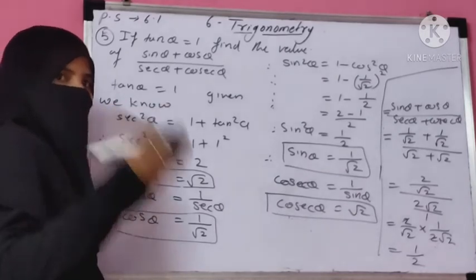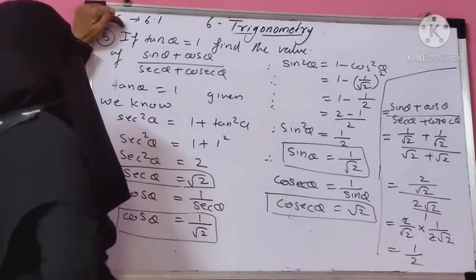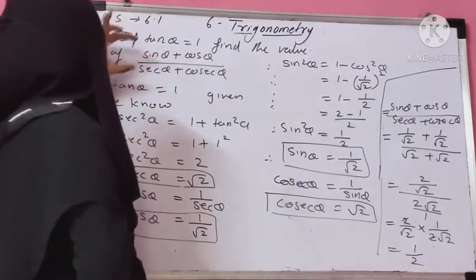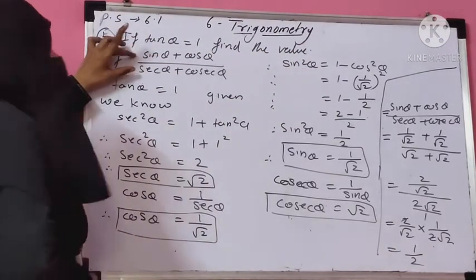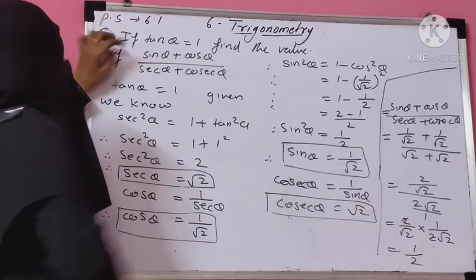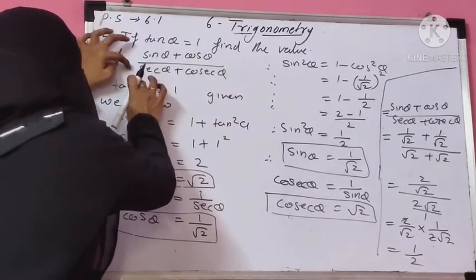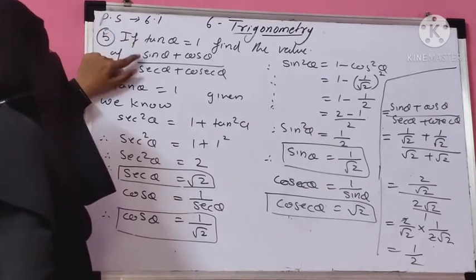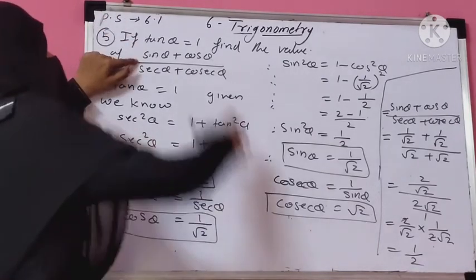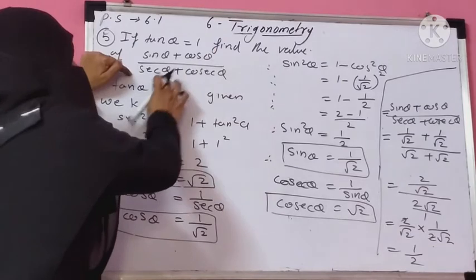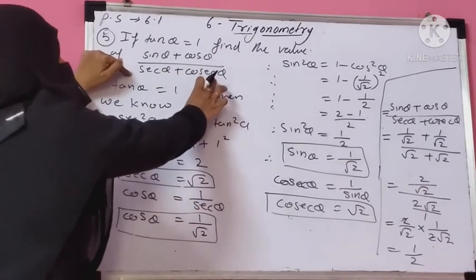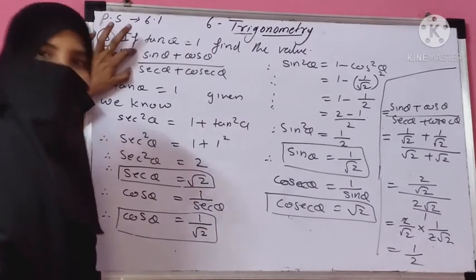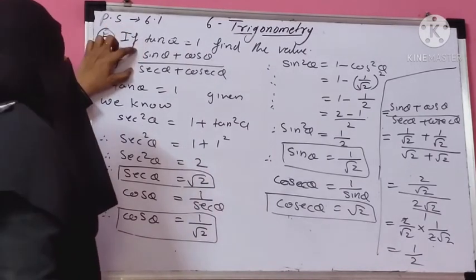Yes? Once again see here, the question is, if tan theta value is 1, then you have to find the value of this fraction. That means sin theta plus cos theta divided by sec theta plus cosec theta. To find the value of this fraction, we need the value of sin theta, cos theta, sec theta, and cosec theta. By substituting these values, you can find the value of this ratio. Okay? So let's start with the given.